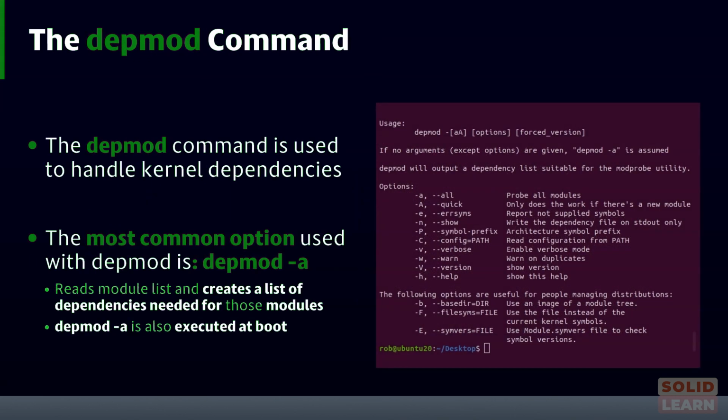And then we also have the depmod command. This is used to find and handle kernel dependencies. The most common option that you'll ever use with the depmod command is depmod -A. The -A option will probe and find all of the modules. And that's actually done by the system upon boot. And the reason for this is that the kernel needs a list of all the modules and all the dependencies that it needs to load upon boot time. So it runs depmod -A to get that list and then load all the modules and all the dependencies that it needs.